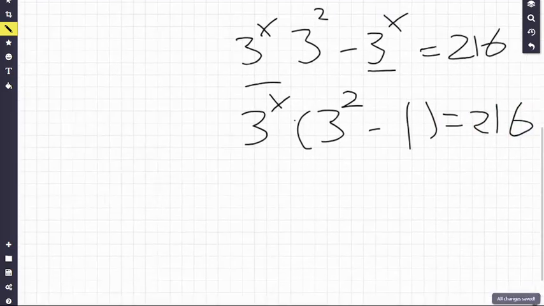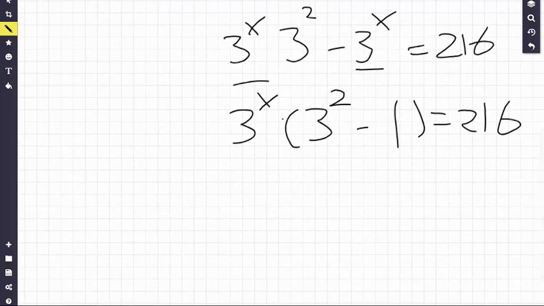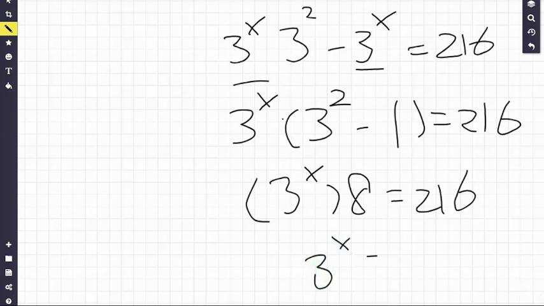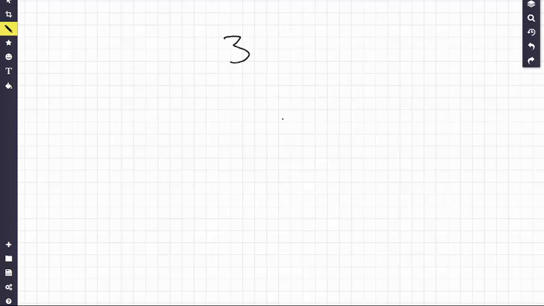And now you'll realize in the bracket we actually have a finite value, and that is 3 to the second power, which is 9 minus 1, which is 8. So 3 to the power of x times 8 is actually 216. And then 216 divided by 8 would end up being 27. So 3 to the x is equal to 27. So x is equal to 3. And that is everything you have to know for this question.